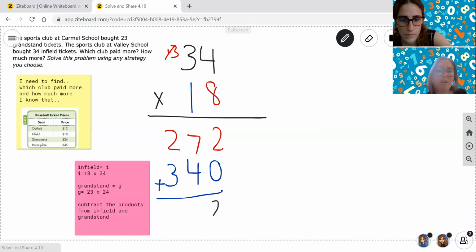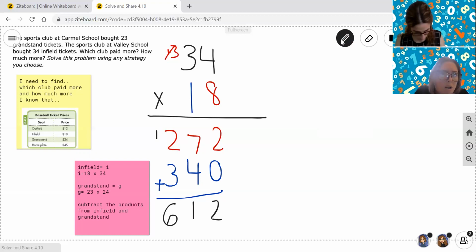Now I can add both my partial products. 2 plus 0 is 2. 7 plus 4 is 11. Record my 1, regroup my 1. 1 plus 2 is 3, and 3 plus 3 is 6. So the Valley School spent $612 on infield tickets.